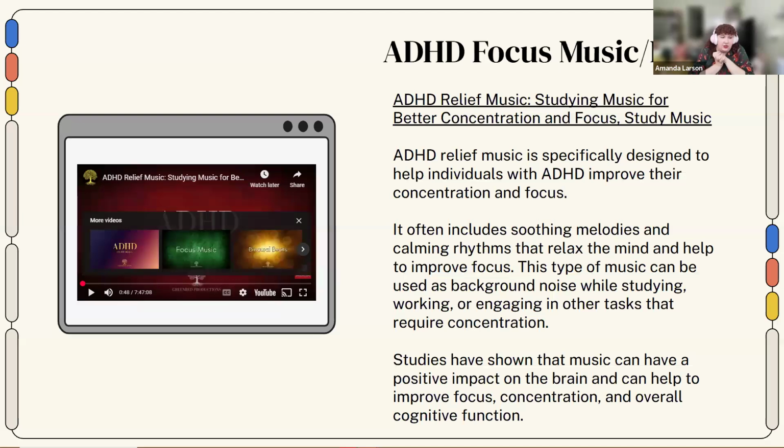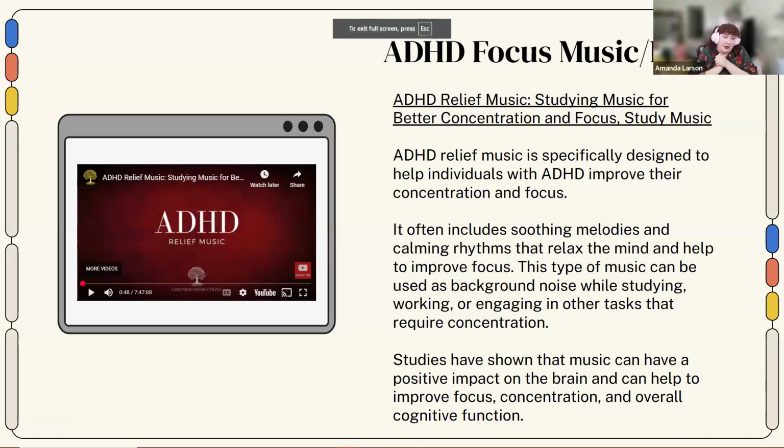So their music often includes soothing melodies and calming rhythms that help relax the mind and improve focus. It can be used as background noise while studying, working, or engaging in other tasks that require concentration. And studies have shown that music has a positive impact on the brain and can help improve focus, concentration, and overall cognitive function. Much of this slide deck and lots of Hannah and my writing projects are written and conceived and brainstormed and made with this on in the background. We call it magic music. Next slide, please.